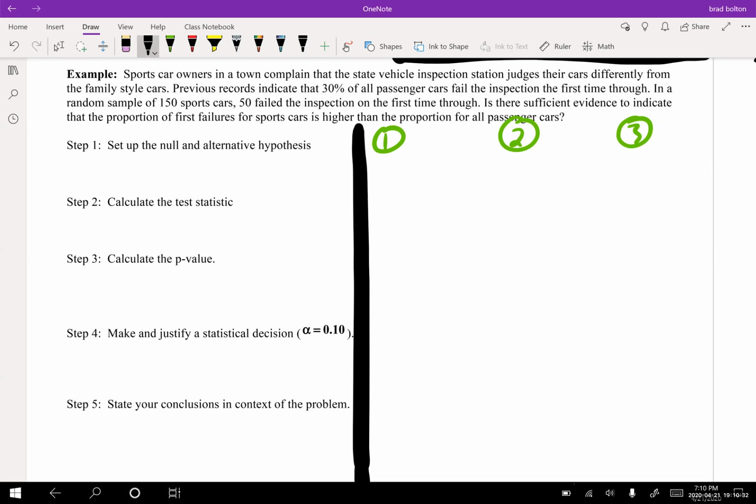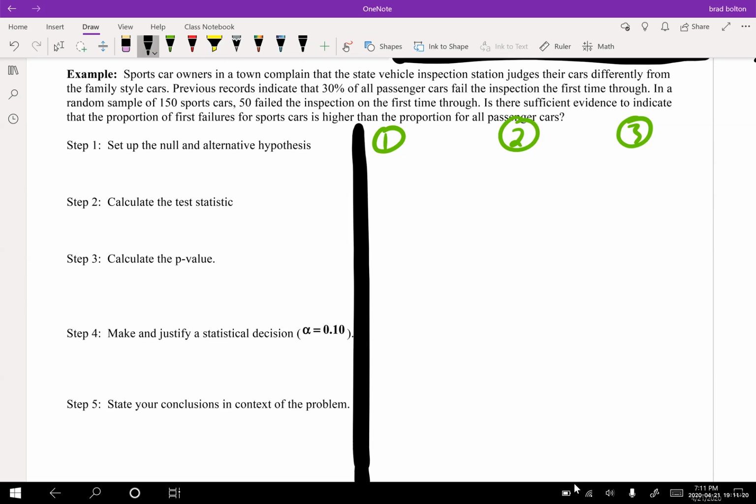Okay. So it says sports car owners in a town complain that the state vehicle inspection station judges their cars differently from the family style cars. Previous records indicate that 30% of all passenger cars fail the inspection the first time through. In a random sample of 150 sports cars, 50 failed the inspection on the first time through. Is there sufficient evidence to indicate that the proportion of first failures for sports cars is higher than the proportion for all passenger cars? So they're trying to say that if sports cars are held to a different standard, it's higher than the proportion of all passenger cars.